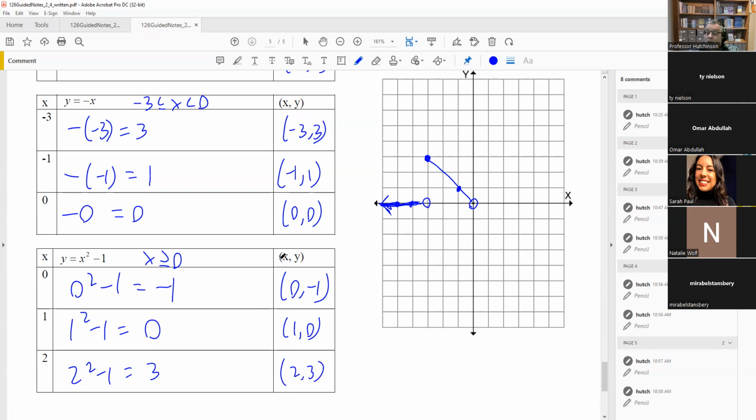Okay. So I get 0, -1 here, and that has to be a closed circle, which it is right there. And then 1, 0 is closed, and then 2, 3 is also closed. So I get a curve that goes like that, and it keeps going up there forever. So that would be my finished graph. Again, this is only defined for values that are greater than 0, so it means we're on the right-hand side of the y-axis. That would be your finished graph for that.